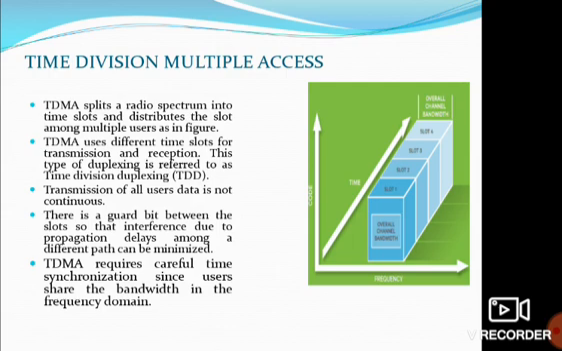It splits the radio spectrum into time slots and distributes the slots among multiple users, as shown in the figure. As we can see here, there are different slots: slot 1, 2, 3, 4. So here the overall channel bandwidth is divided in terms of time slots. Each user will use a different time slot for its transmission and reception. And this type of duplexing is known as TDD, that is, time division duplexing.